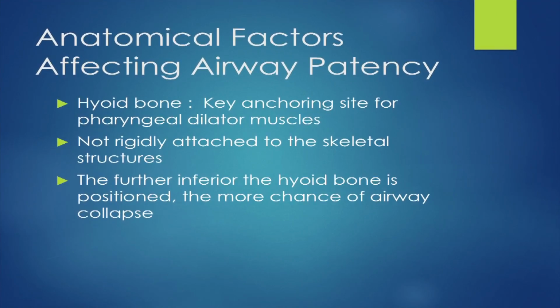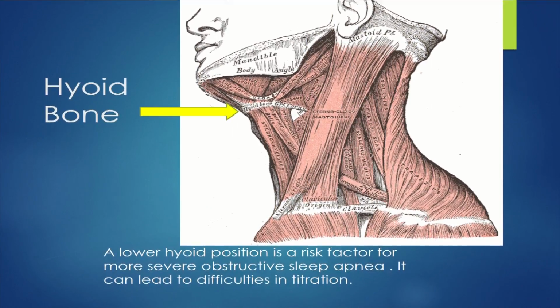Another anatomical factor affecting airway patency is the hyoid bone. The hyoid bone is a key anchoring site for the pharyngeal dilator muscles. It's not rigidly attached to the skeletal structures. The further inferior the hyoid bone is positioned, the more chance of airway collapse. A lower hyoid position is a risk factor for a more severe obstructive sleep apnea. It can lead to difficulties in titration.